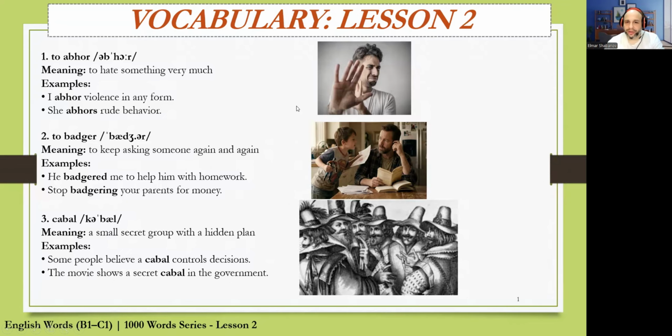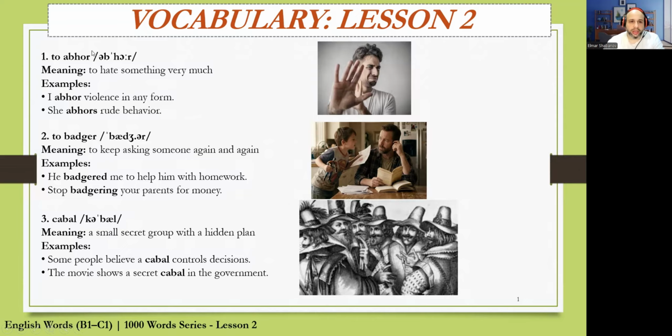Okay, hello again. So today we're starting our second lesson on the vocabulary for B1, C1 levels. And as I promised last time, this time we're going to revise the words from lesson one in the story. But first we'll start with the new words. Okay, so let's start with the new words, new 6 words.